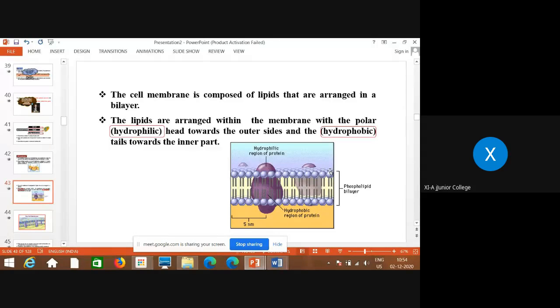So this is one layer, this is another layer. Okay, so this is called the lipid bilayer. The hydrophilic heads are directed outwardly, and the hydrophobic tails are directed inwardly. Along with that, you can see this purple-colored structure, which is called protein.